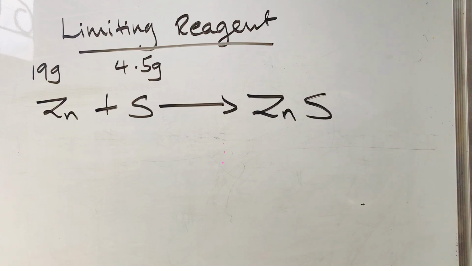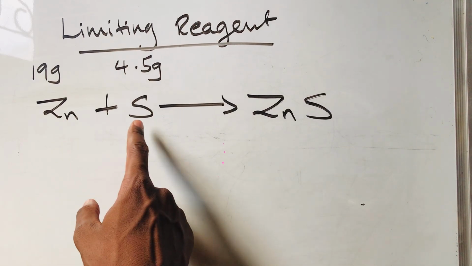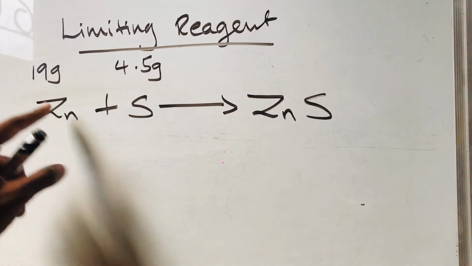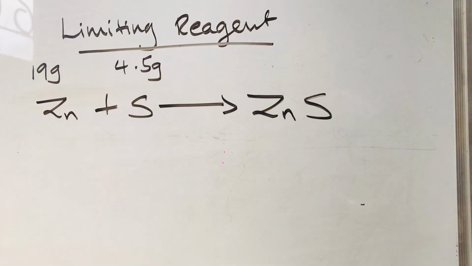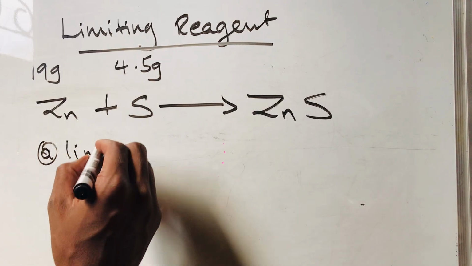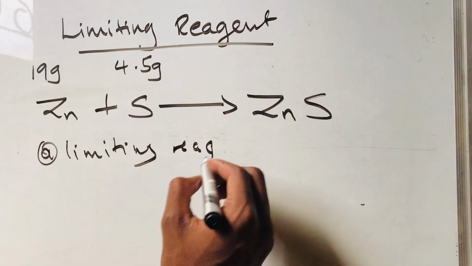So in this question we are saying we have zinc reacting with sulfur to form zinc sulfide. Now zinc has been given 19 grams while sulfur has been given 4.5 grams. Question A is asking us to find the limiting reactant. Which one is the limiting reagent?